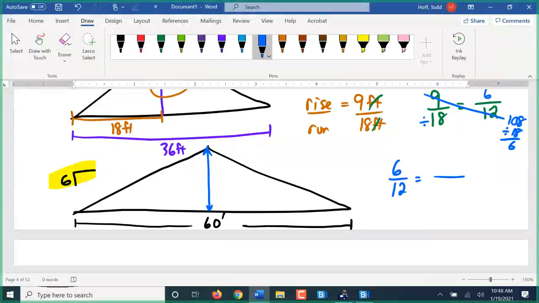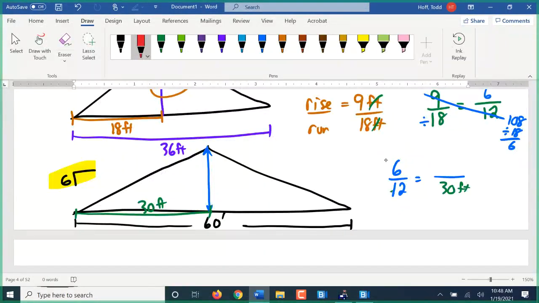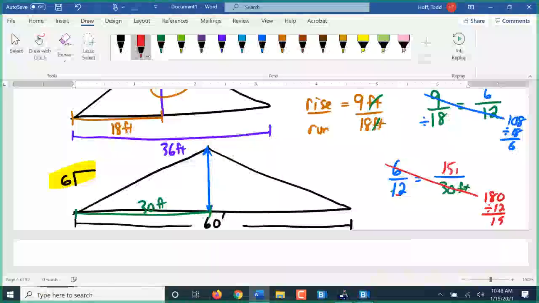60 is not my run. My run would be half of 60, or 30 feet. That goes on bottom because it's rise over run. I'm going to cross multiply and divide. 6 times 30, 180. Divided by the 12, 15 feet.